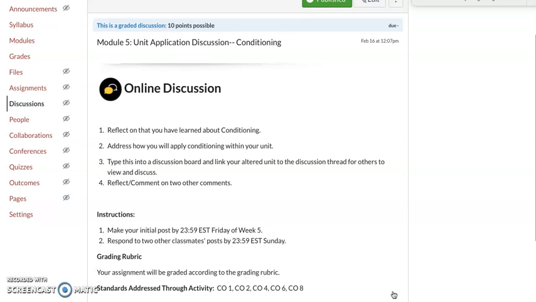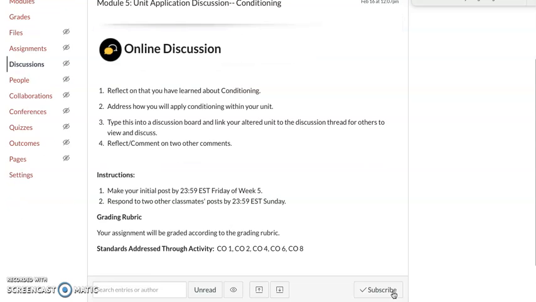This is our unit application discussion. You are just going to simply tell us, as your learning community, how you have addressed conditioning in your evolving unit. How have you applied this? You're just going to give us a paragraph or two: this is how I have applied this thinking, this theory, to my unit. Tell us exactly how you changed your unit by Friday of this week, and then respond to classmates over the weekend, due on Sunday.